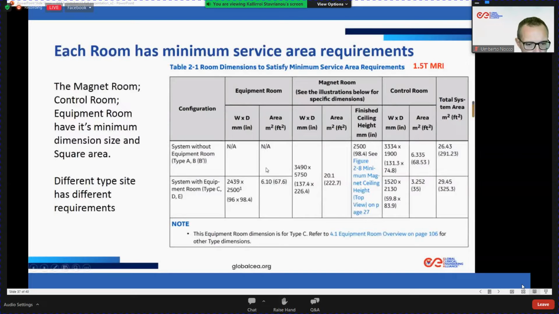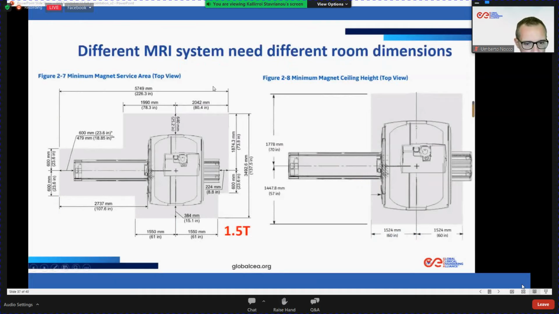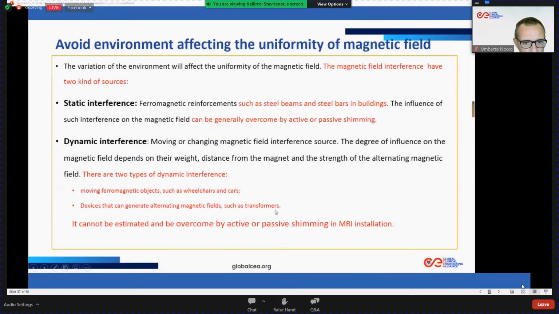Each MR system has special requirements, and different MR systems need different room dimensions. According to the manual for each product, the instructions are given. This is for 1.5T MR systems. Another thing we should consider is avoiding environment effects on the uniformity of the magnetic field. The variation of the environment will affect the uniformity of the magnetic field.